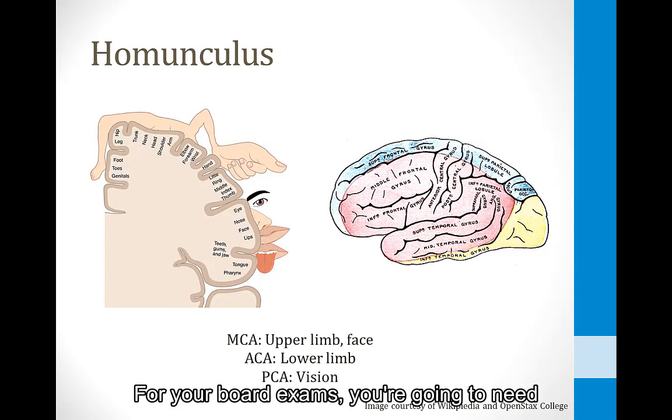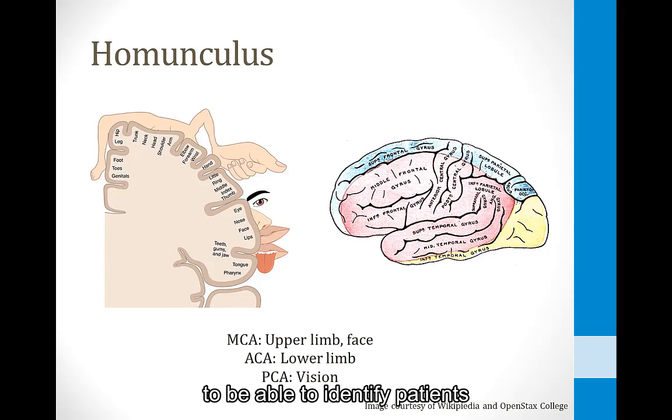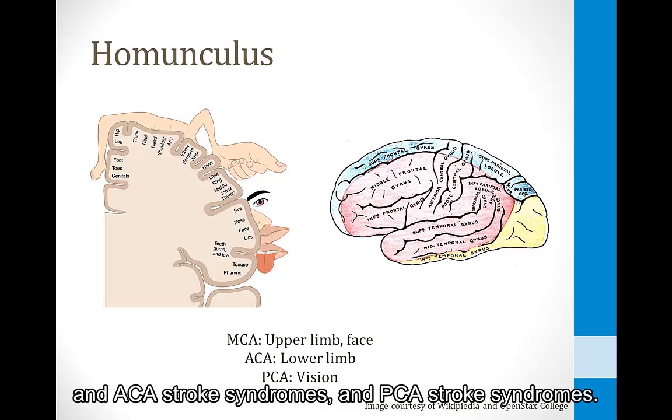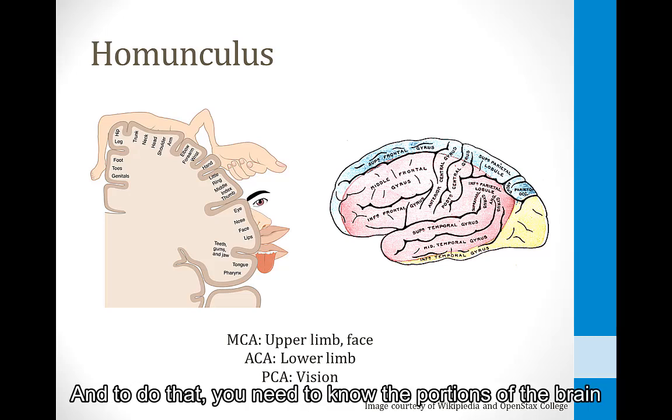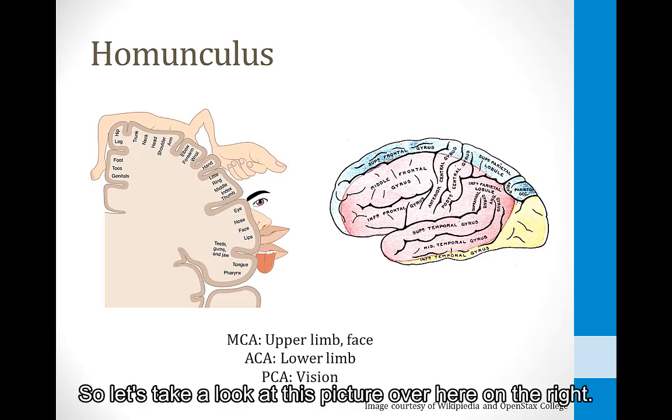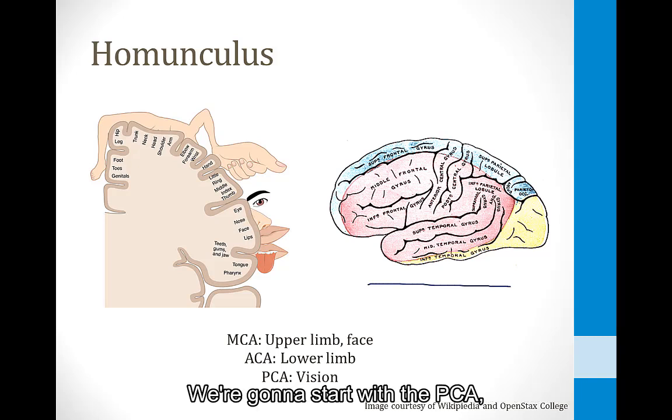For your board exams, you're going to need to be able to identify patients who have MCA stroke syndromes, ACA stroke syndromes, and PCA stroke syndromes. And to do that, you need to know the portions of the brain supplied by each vessel. So let's take a look at this picture over here on the right. We're going to start with the PCA because that's the easiest to understand.